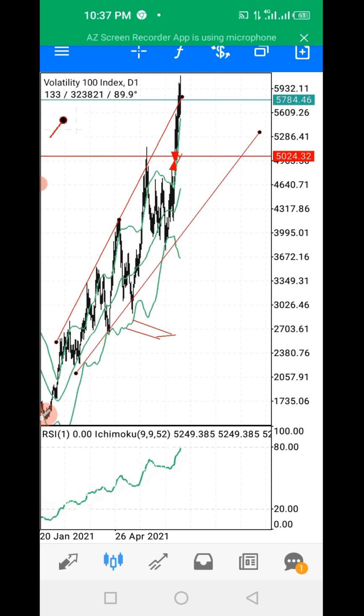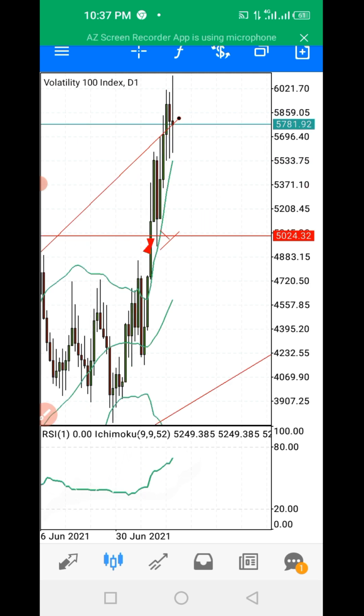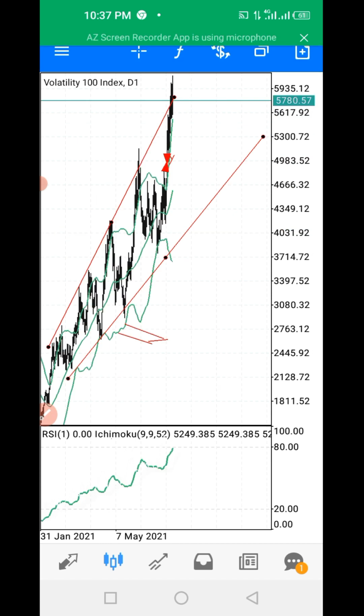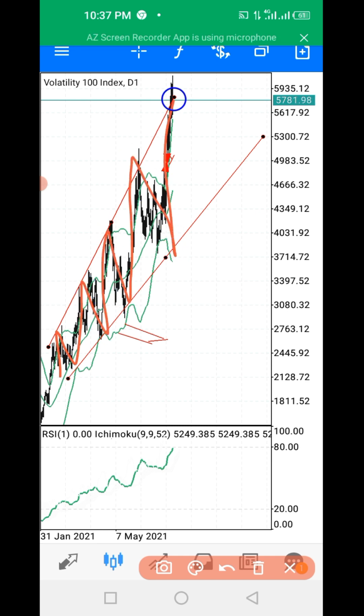upward. So if I draw this line, I'm seeing this market coming down seriously. This market might likely come down to this point here, this other point here. If you check, the market is going up, down, up, and it's getting wider. So I'm expecting it to come down here. So take note of this volatility 100 index.